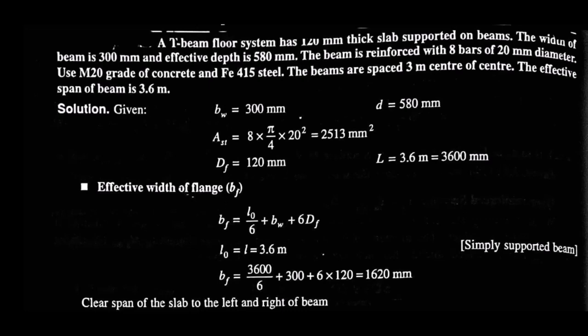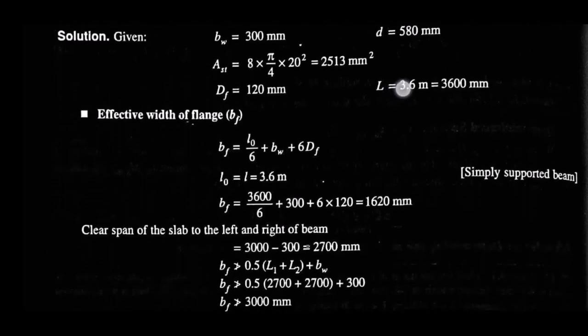So first of all, we have to find out the effective width of flange, small b suffix f. The formula as per IS 456-2000 for effective width of flange for a T-beam is BF equals L0 by 6 plus BW plus 6 DF. For a simply supported beam, here L0 is equal to L, that is 3.6 meter. So BF is equal to 3600 by 6 plus BW, that is 300, plus 6 into DF, that is 120 mm, that is equal to 1620 mm.